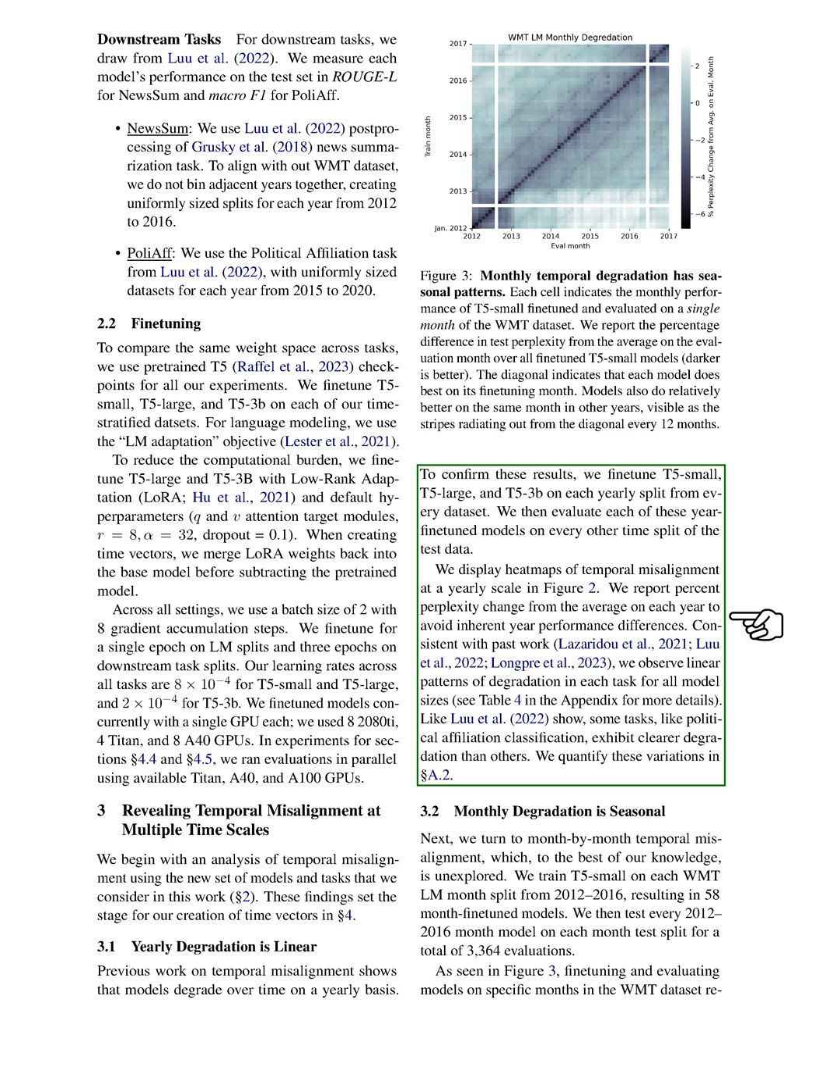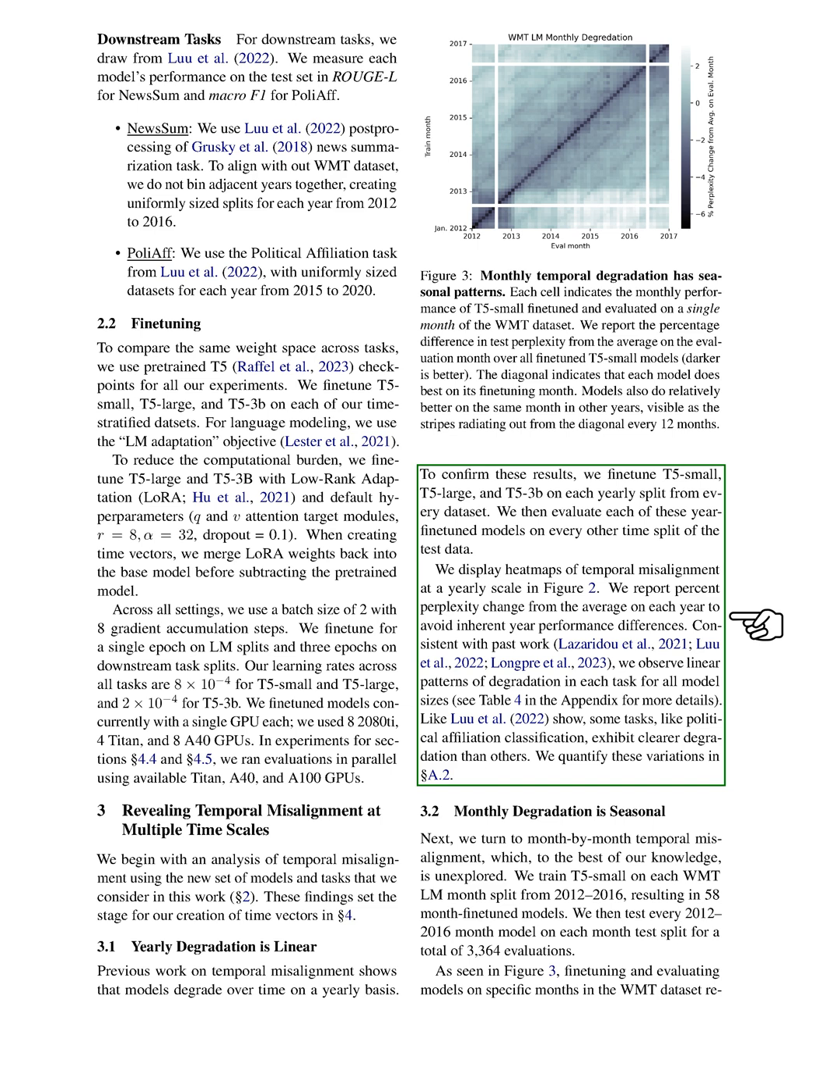To verify this, we fine-tuned different versions of the T5 model on each yearly split from every dataset. We then tested these models on different time splits of the test data. We used heat maps to visualize the yearly temporal misalignment and calculated the percent change in perplexity from the average for each year to account for inherent yearly performance differences.